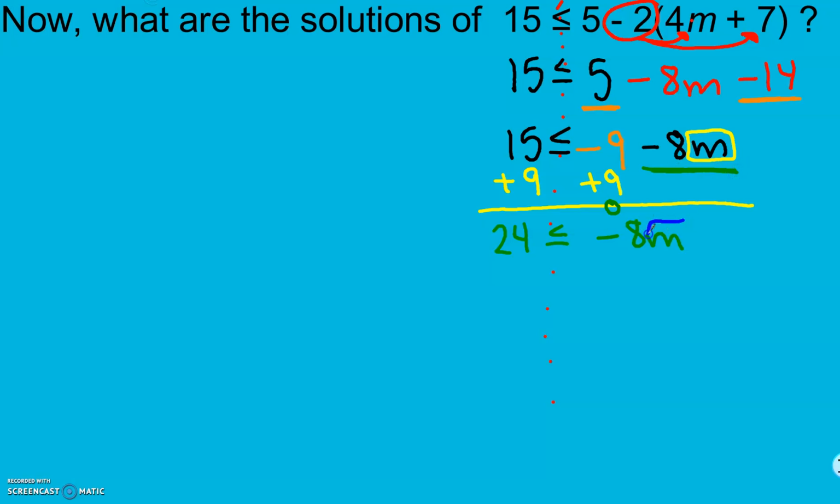M is being multiplied by negative 8. I get rid of it by dividing. I get negative 3. Negative 8 divided by negative 8 is 1 times m is m. And because I divided by a negative number here, I have to flip my inequality. So I get negative 3 is greater than or equal to m.